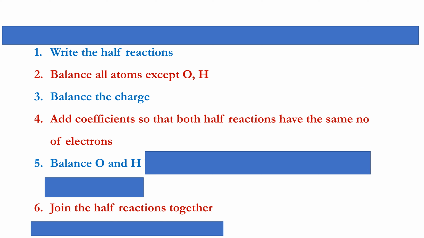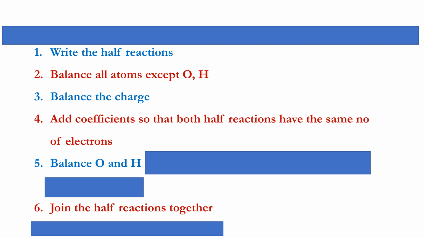Right, to balance redox reaction using half reaction method, you have to follow these steps. First, you write the half reaction, then you balance all atoms except oxygen and hydrogen. Next, you balance the charge, then you add coefficients so that both half reactions share the same number of electrons. The next thing then is to balance oxygen and hydrogen by adding OH if alkaline. If acidic, you add H+, but if neutral, you add water.